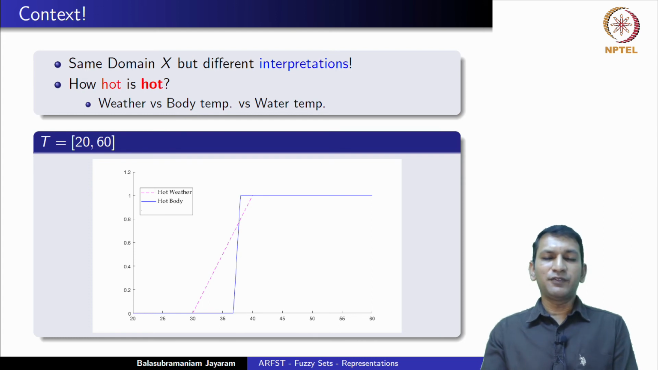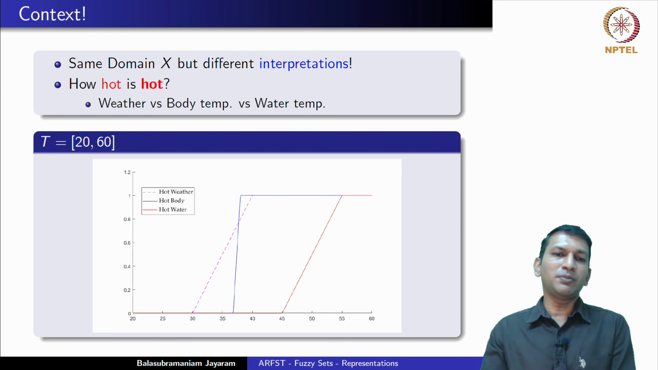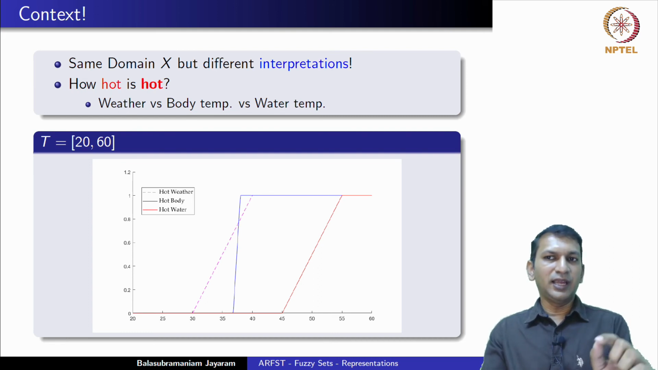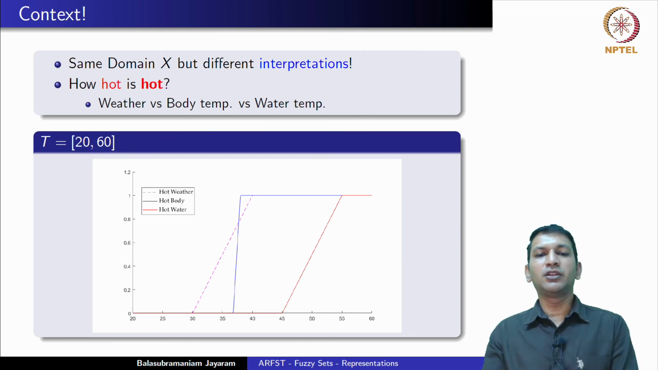Now on the other hand, if you're talking about water being hot, perhaps till 45 degrees, we would not be able to feel the heat in water. If you were to check the water that you would normally get out of your water heater, up to 45 degrees or so, you may not consider it as hot water. So now the domain remains the same. We are talking about the interval 20 to 60 and interpreting them as degrees centigrade. However, the same concept of hot varies with respect to the interpretation that we assign, and accordingly the fuzzy set representation also varies.